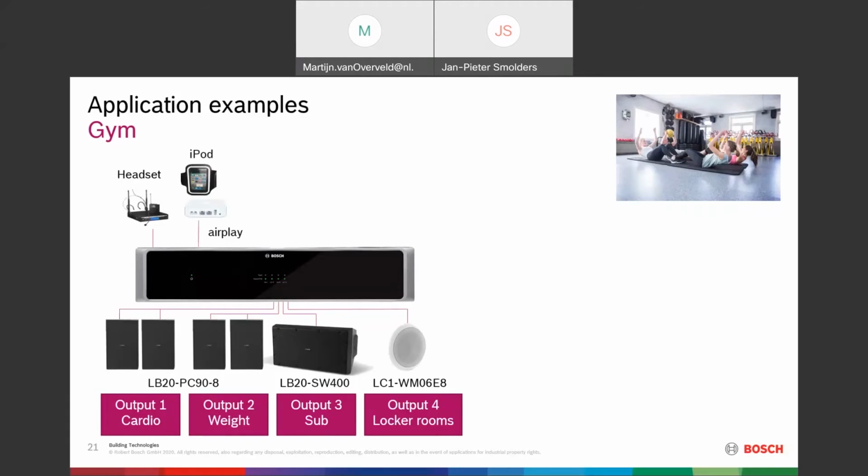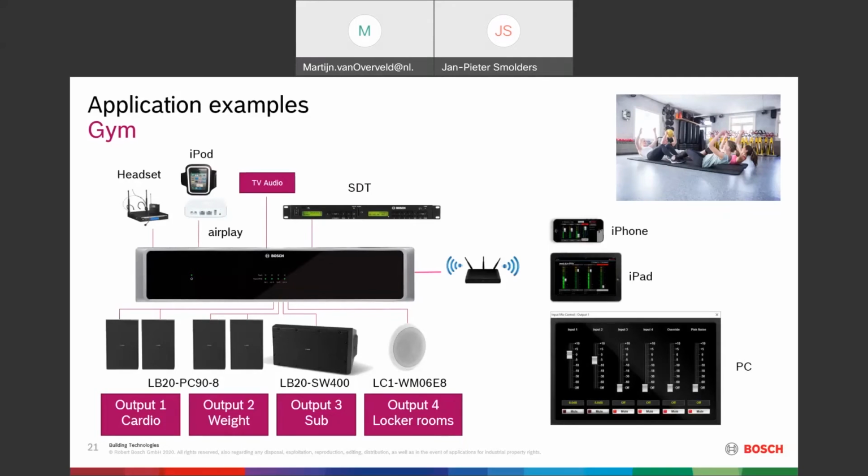And for music, this person can have an iPod, for instance, and stream via AirPlay to the amplifier. The third input we'll use for a TV, which is in the gym available. So the audio of that TV can also be connected to this amplifier. And the 4th input we will use for background music. Now how we control this? Again, an iOS device, an iPhone, an iPad, or maybe a PC, which is in the area where the instructors are. If you enter maybe the building.